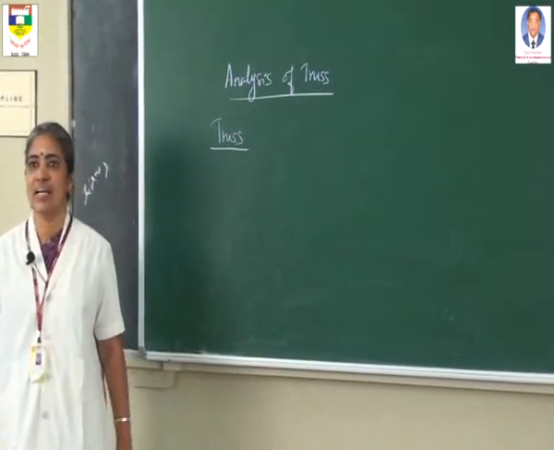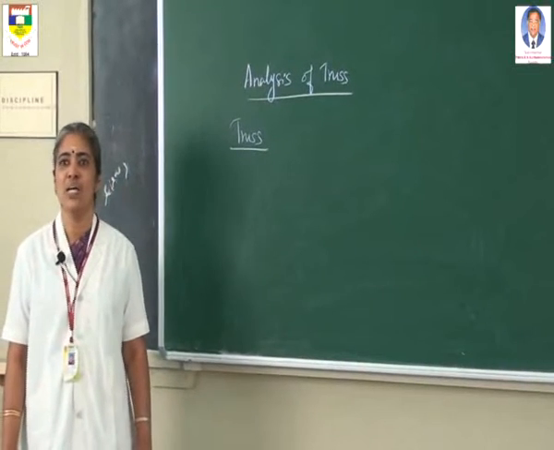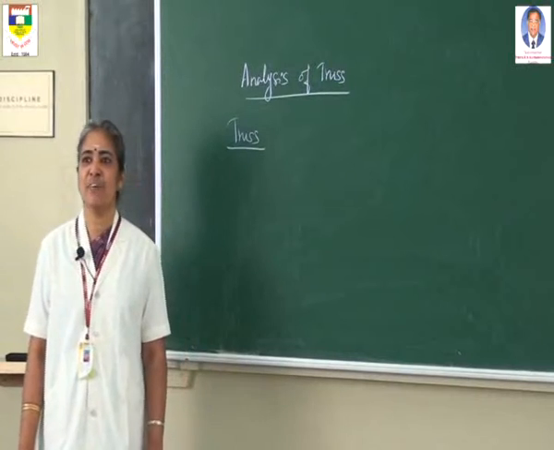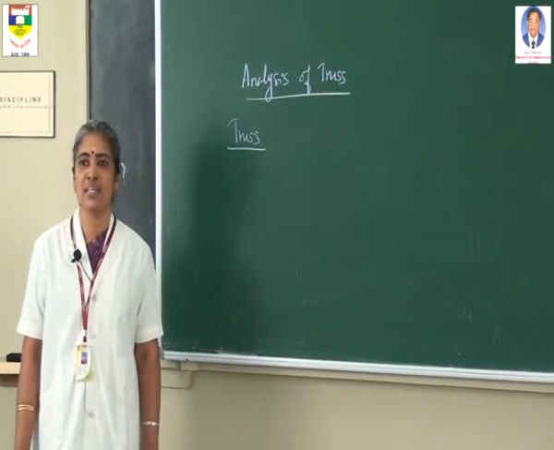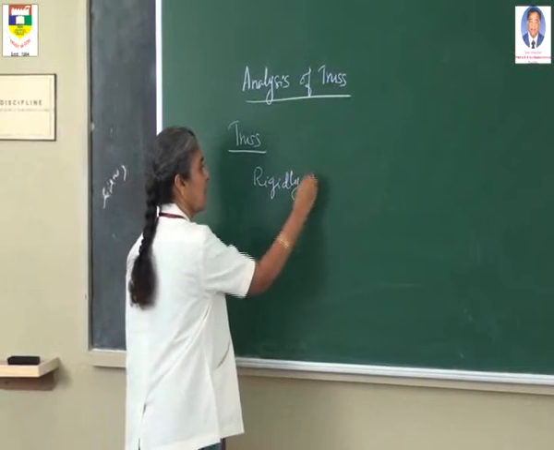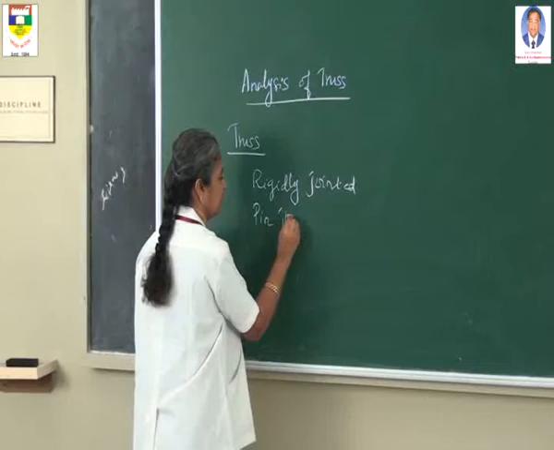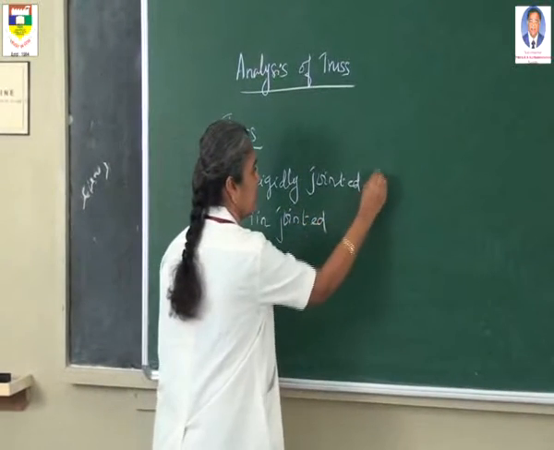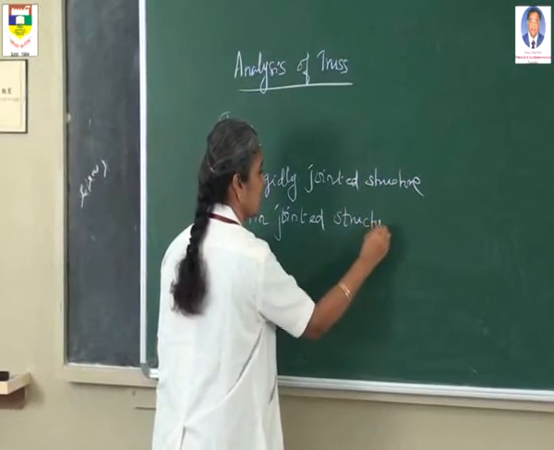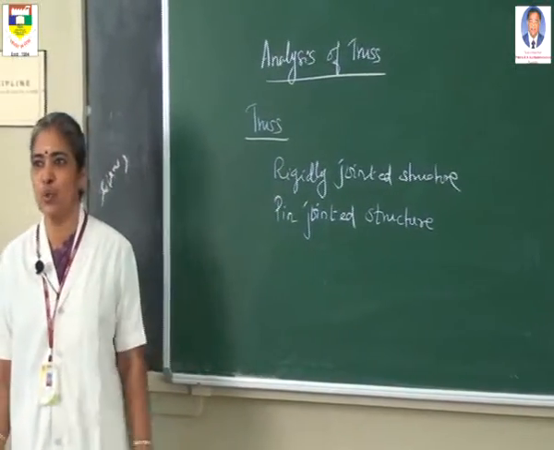First we have to know what a truss is. A truss consists of several members which are interconnected by means of joints. All structural members are broadly classified into two types. One is called a rigidly jointed structure, another is called a pin jointed structure.